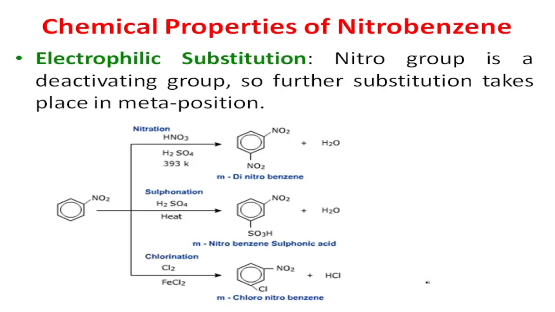Chemical properties of nitrobenzene. Electrophilic substitution. The nitro group is a deactivating group, so further substitution takes place at the meta position. So the nitro group is a deactivating group.